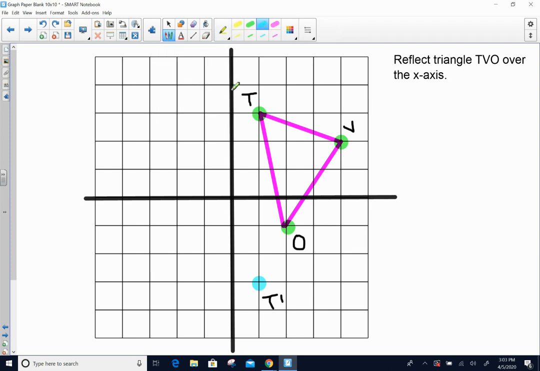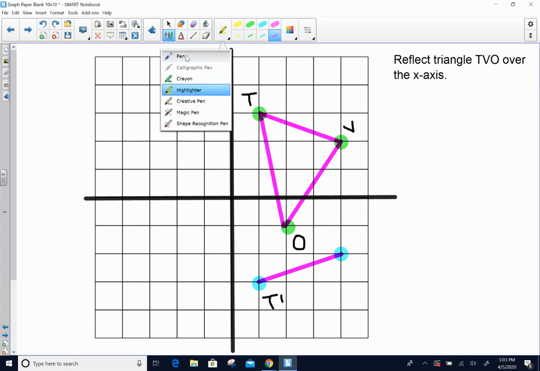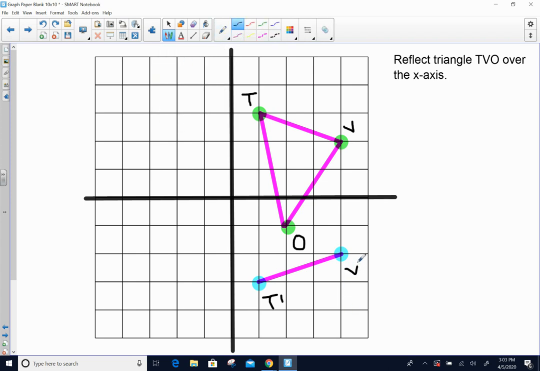We're going to do the same thing with V here. V is 1, 2 away from the X-axis. Go back to the X-axis, and we're going to go 1, 2. I'll go ahead and connect T and V. And that is V prime.